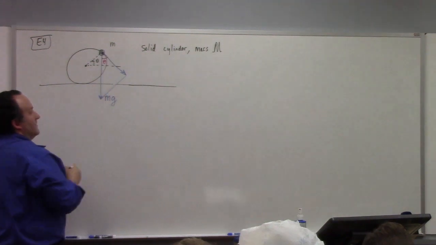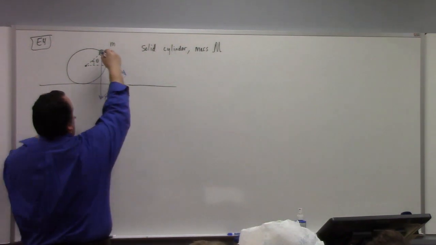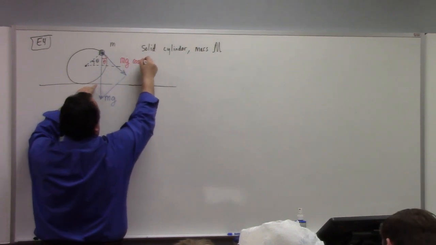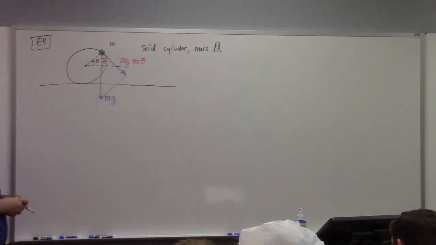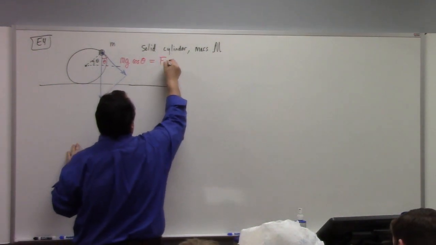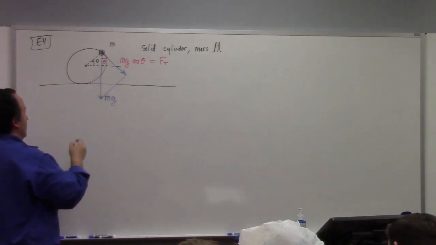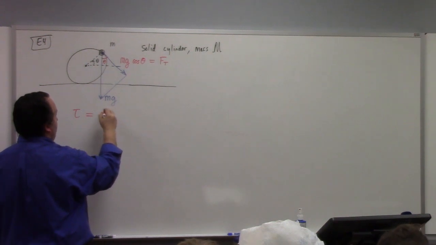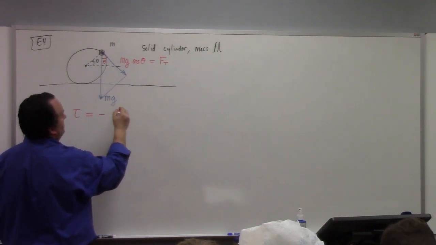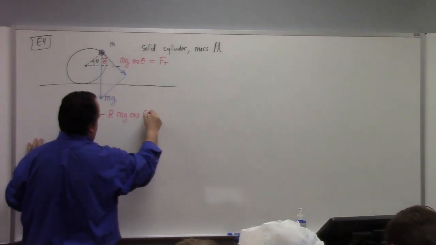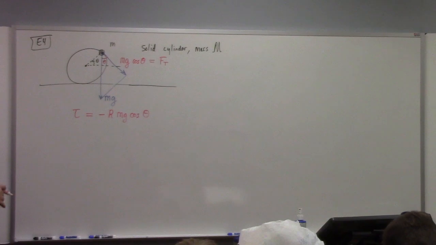Theta is also this angle right here, which means that the tangential piece is mg cosine theta. So that would be the tangential force, right? So what's the torque? The torque, in this case, would just be minus the radius times mg cosine theta. That is the torque that little mass being on the edge of the cylinder would create on the system. Does that make sense?